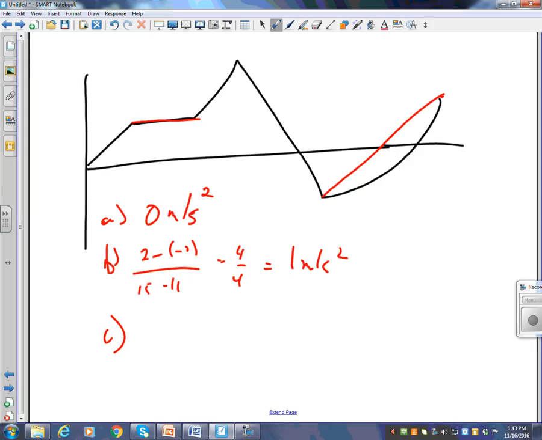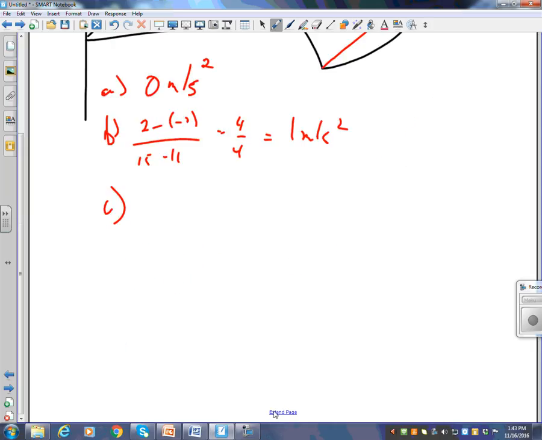Part C, delta D from 0 to 8. Do you notice that it's worth 3 marks? I kind of don't like the fact that I'm supposed to give you that because it sort of gives it away.